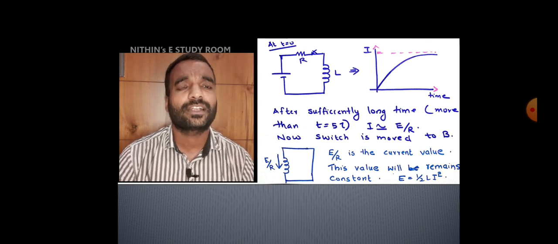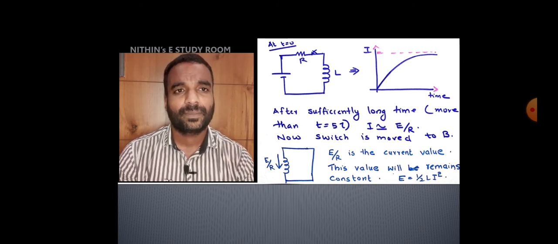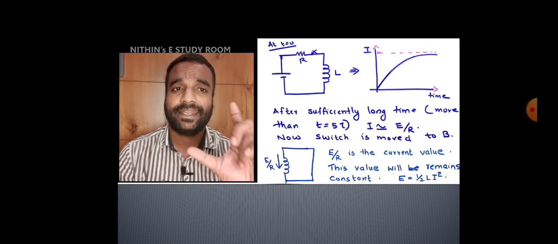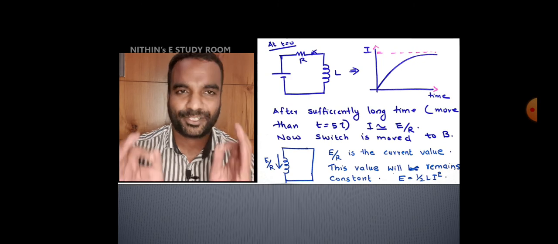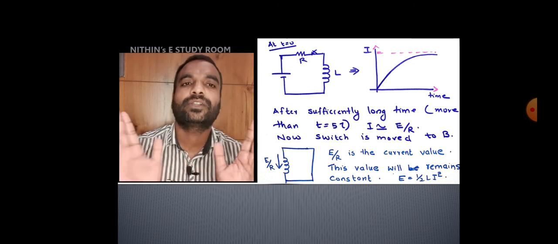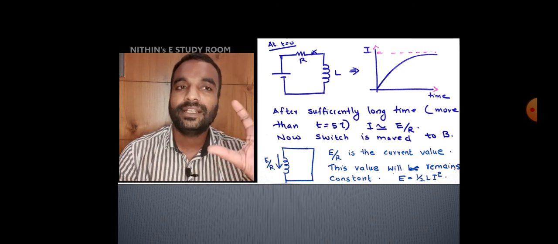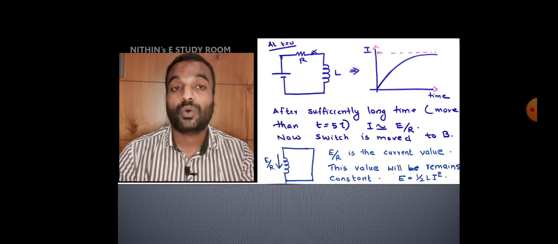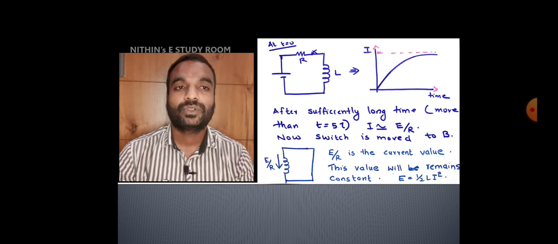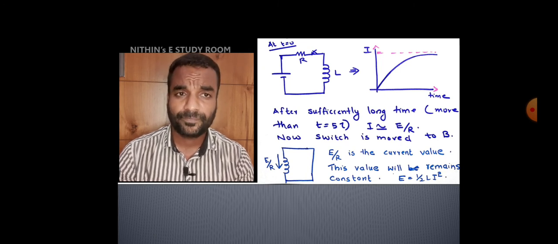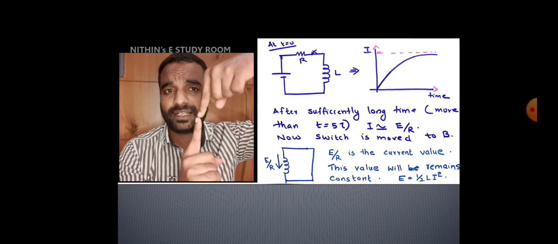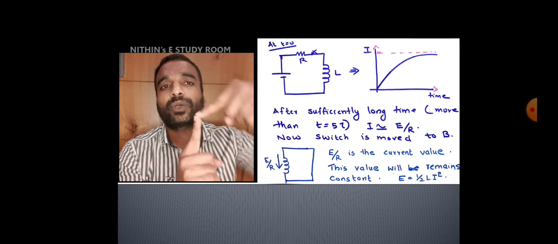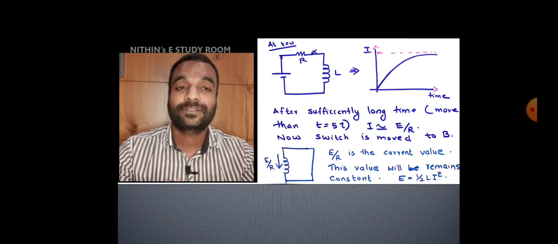This value will remain constant because now you are providing a short circuit path and no resistor is there. In that circuit, there is no resistor, so energy will not get dissipated. That value will be constant for a long time. So, that particular energy is equal to half L i square. Why did you connect the switch with the inductor only? Then only you can avoid the presence of resistance.